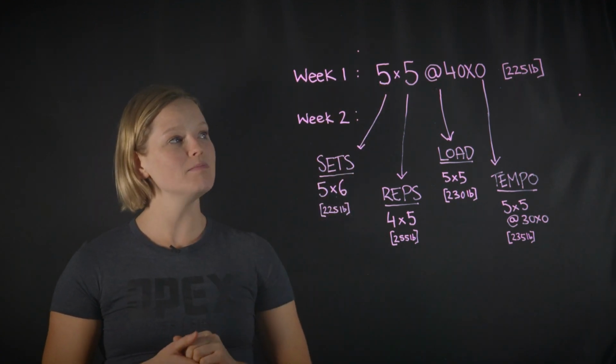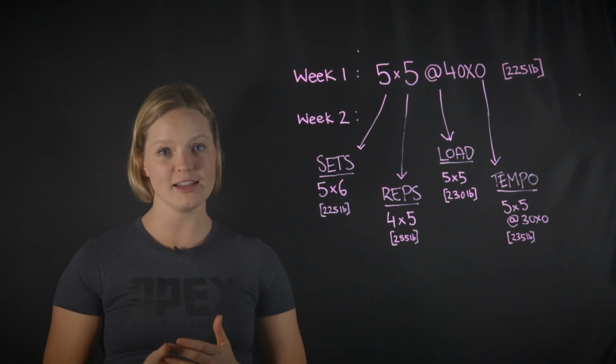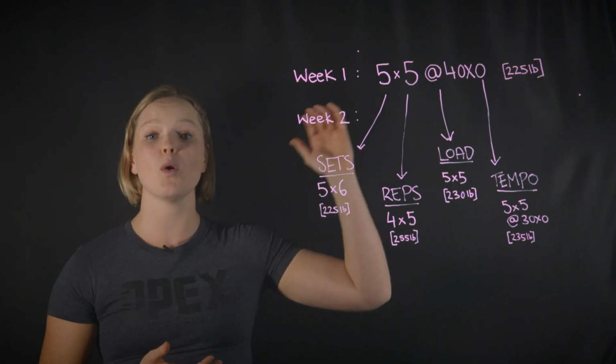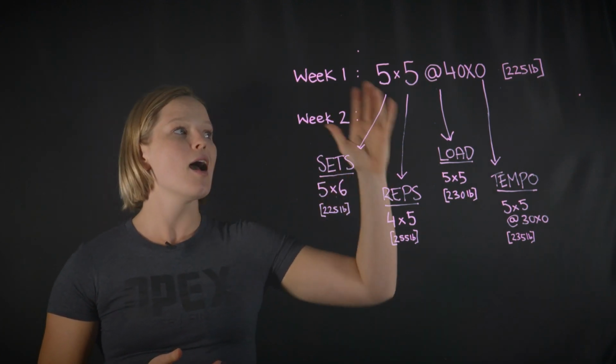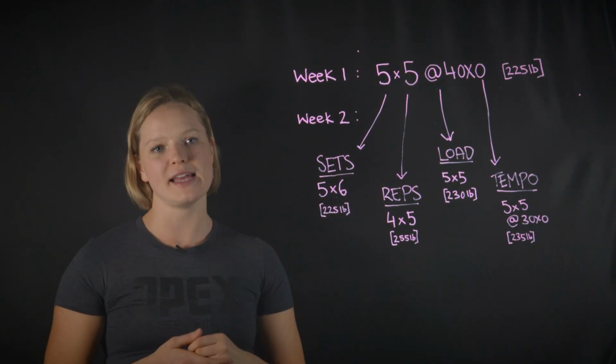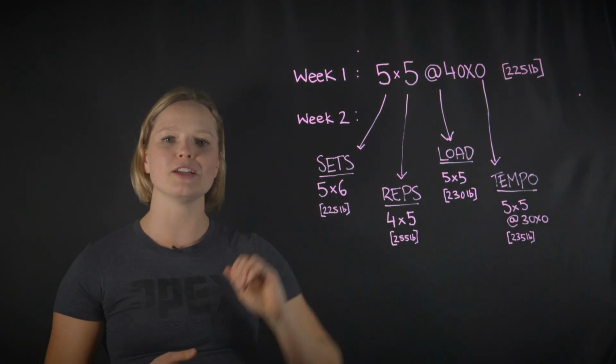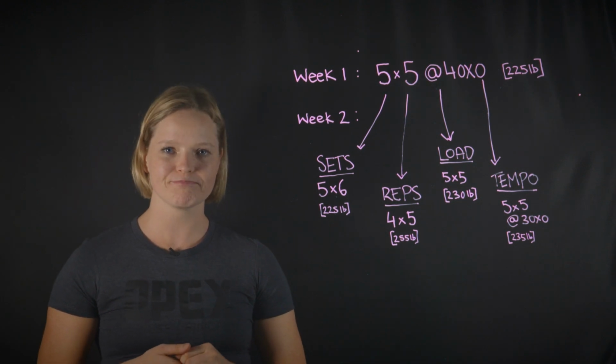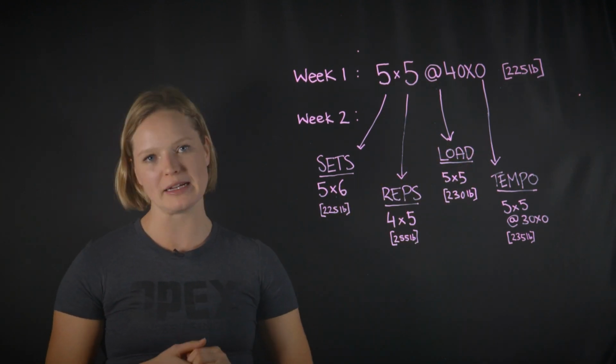So week number 1, I have 5 sets of 5 reps at a tempo of 40x0. Let's say this is for a back squat. So on this back squat, the 5 reps by 5 sets, our client is performing them at 225 pounds. Now there's 4 ways I can choose to progress this.